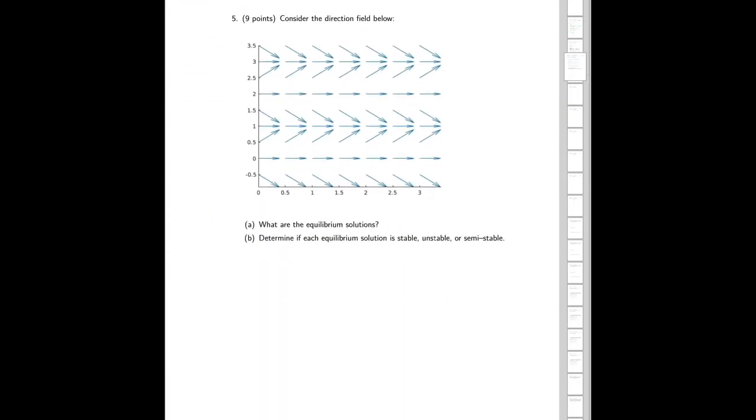Okay, so let's look at this one. Again, let me graph the equilibrium solutions. That's an equilibrium solution, that's an equilibrium solution, that's an equilibrium solution, and that's an equilibrium solution. So x1 of t equals 0, x2 of t is equal to 1, x3 of t is equal to 2, and x4 of t is equal to 3. These are the equilibrium solutions.